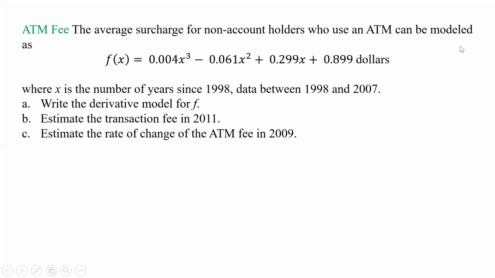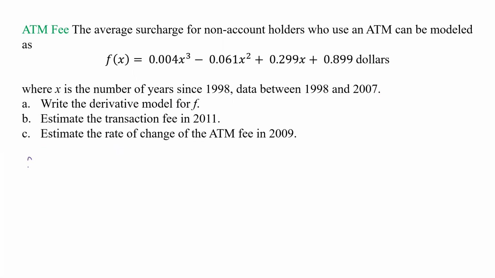Okay, so now we're on to the application type problem. The first one here, ATM fee, says the average surcharge for non-account holders who use an ATM can be modeled as the following. So we get this nice function. Now, x is going to be the number of years since 1998, and the data is going to be between 1998 and 2007. So we want to first write the derivative for the model.